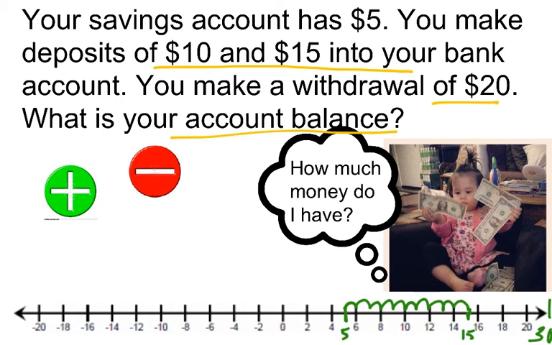So then I need to make a withdrawal of $20. Now, a deposit is positive. Deposits is money you're putting into your account. It's always positive money. A withdrawal is something you're taking out of the account. So that would be negative. So a withdrawal of 20.